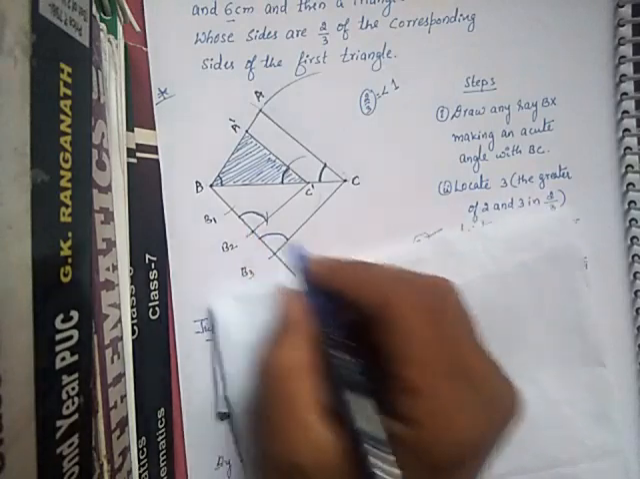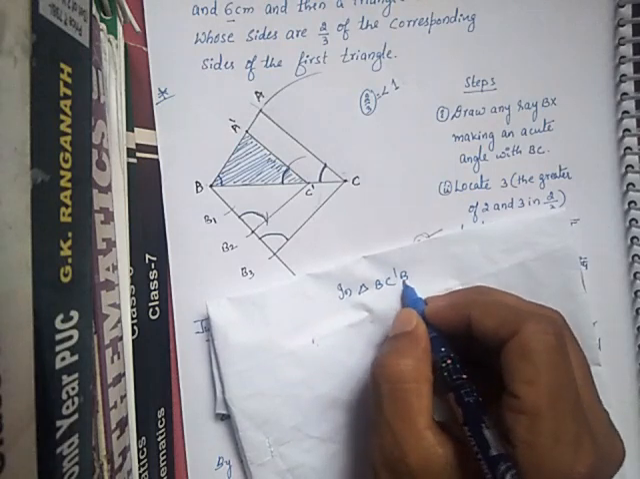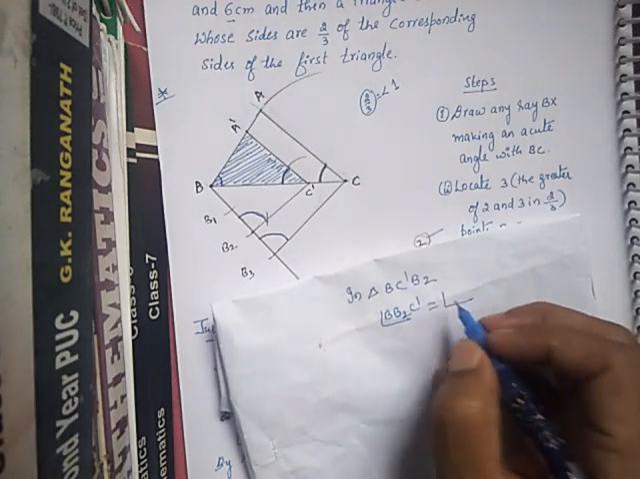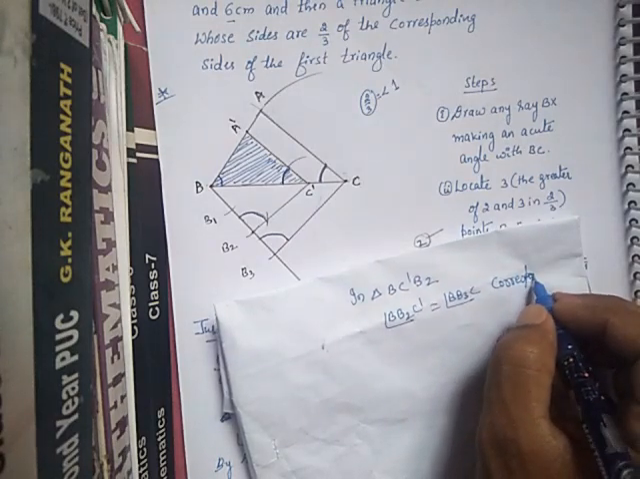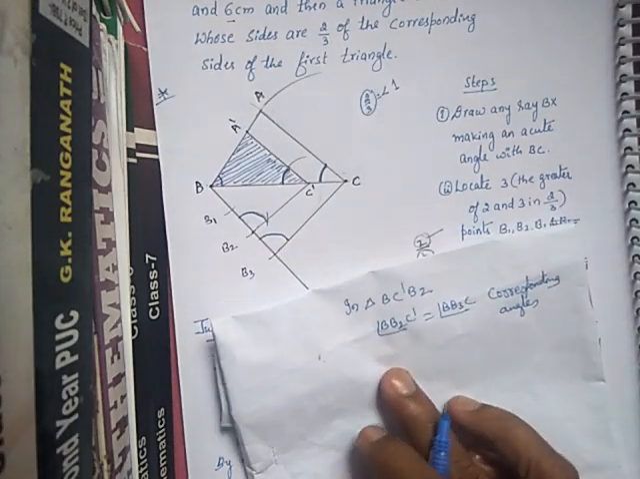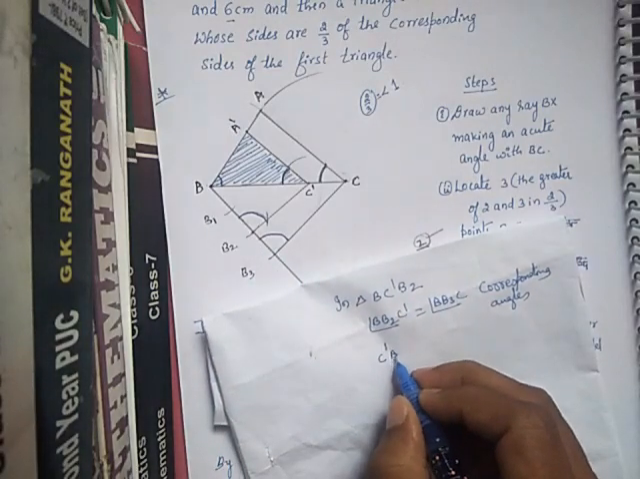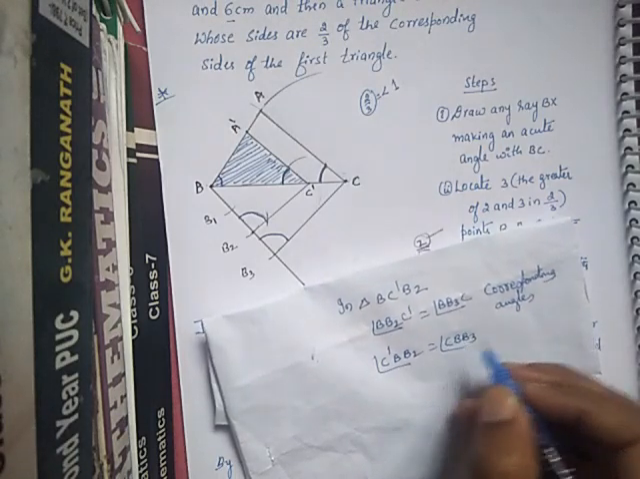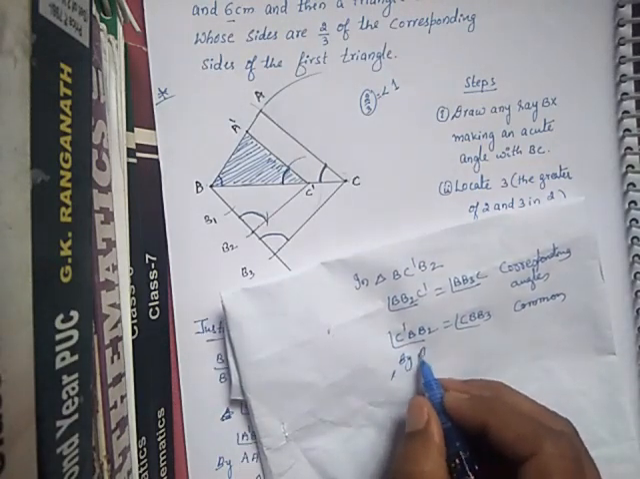Here these two are equal, so in triangle BC dash B2, you can say that angle BB2 C dash is equal to angle BB3 C, because they are corresponding angles. Next, in this one also, angle C dash BB2 is equal to angle CBB3, because it is common. Since it is common, you can say that by AA criteria the two angles are equal.